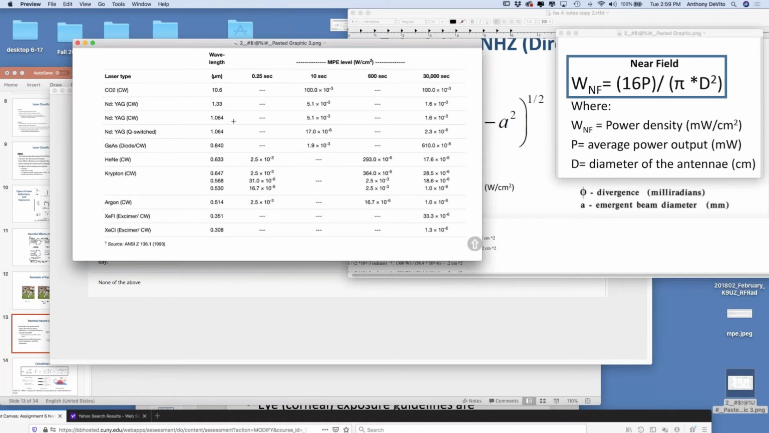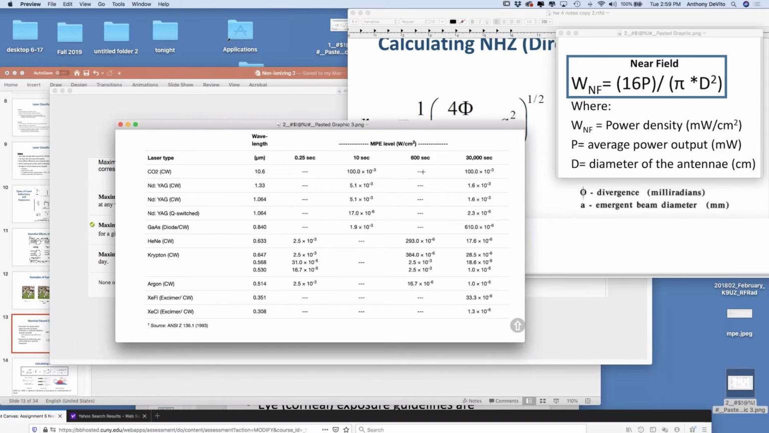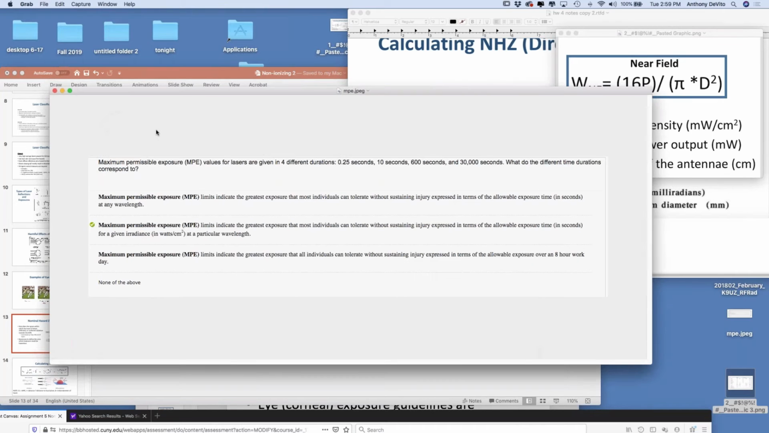Here we go, different laser types, different wavelengths of exposure, different times of exposure for the maximum permissible exposure level, in watts per centimeter squared. And you can see they're different based on the time of exposure and the power level of that laser and the wavelength of that laser. So I'm going to put that away for now. Just keep that in mind.